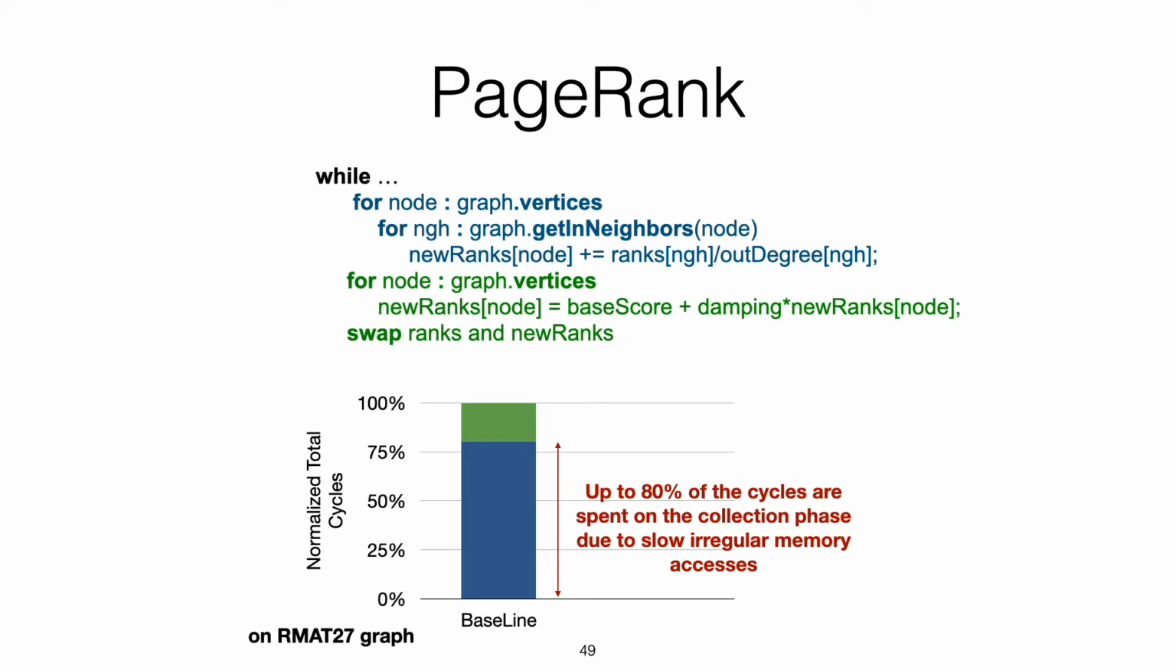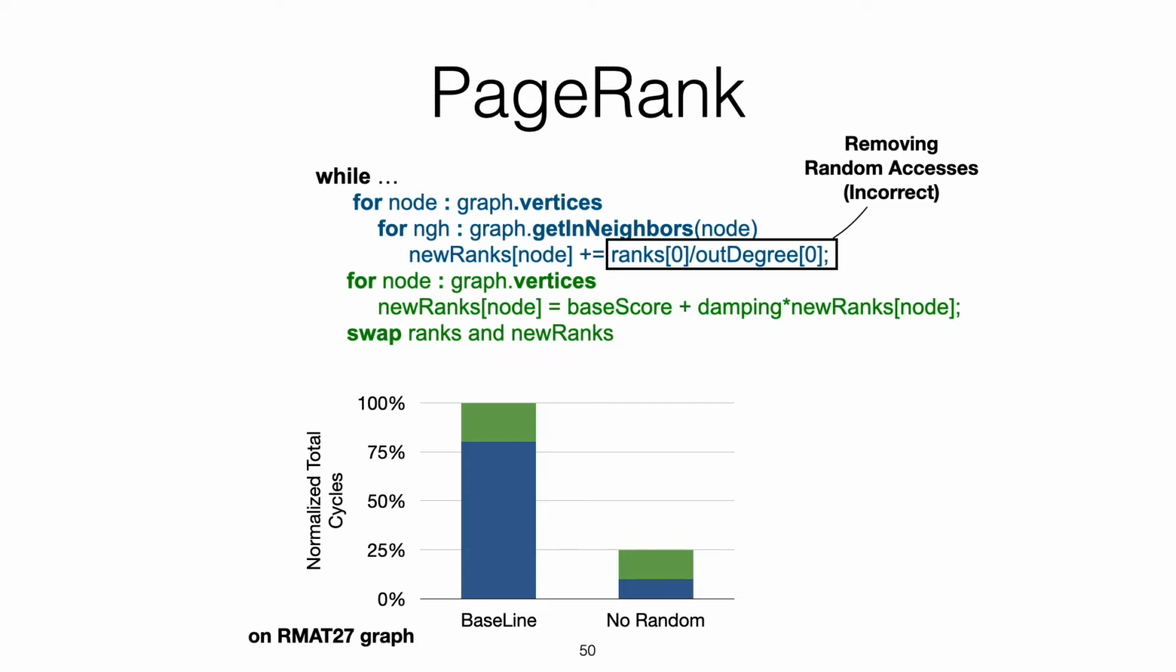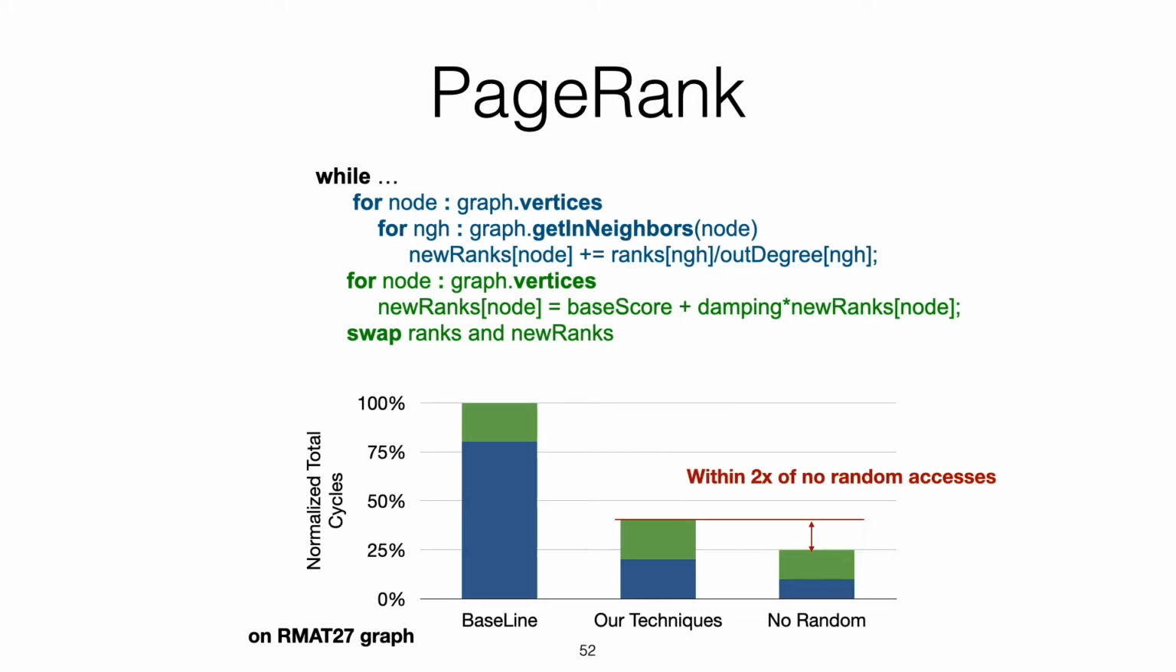We did a simple back-of-the-envelope experiment. We created an invalid program by always accessing the same value for rank and out degree, so the program doesn't work. But what we show is that the minute you do that, the computation improved with a 2.8x speedup, because now you see it's not the arithmetic operations holding this back, it is the cache misses incurred by these indirect accesses. So we developed a technique that comes very close, almost within 2x of the best you can do when you have no indirect cache references.